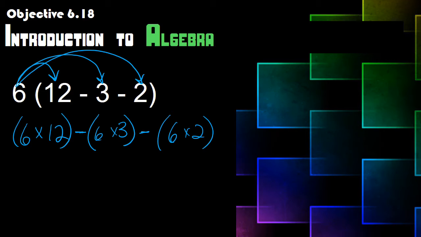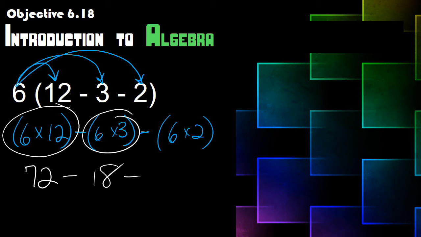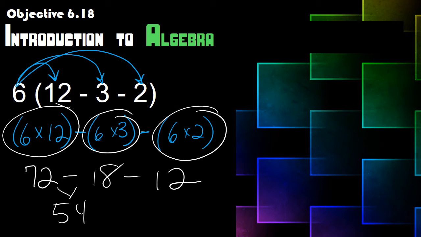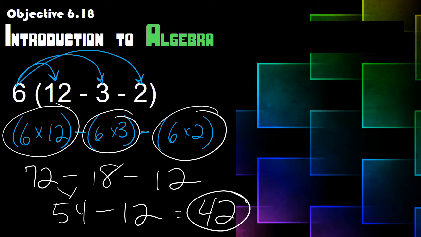So now let's go ahead and solve each one of our groups that we made. So 6 times 12 gives us 72. Minus, we have 18 minus 12. And so we can go ahead and subtract these now. So as we continue on, 72 minus 18 is going to give us 54, minus 12 is going to give us a grand total of 42. So we can see we can do this problem one of two ways. We can use order of operations or the distributive property.